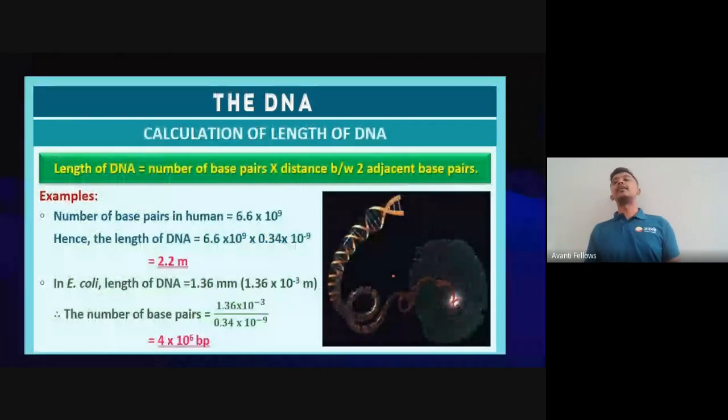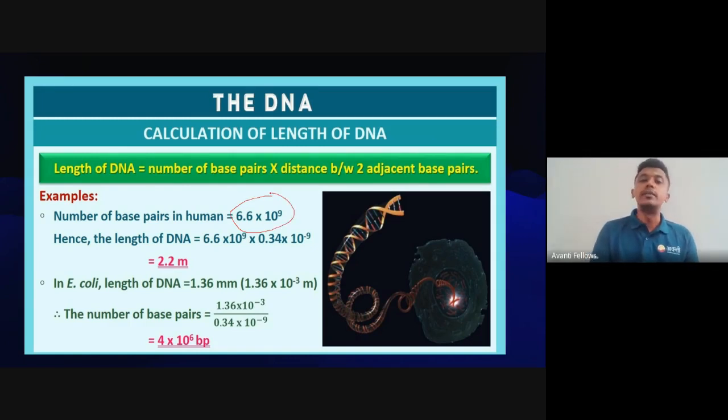Next, can we predict the length of the DNA, or the number of base pairs present in the DNA, just by having one of the numericals? For example, let us say the number of base pairs in the human DNA is 6.6 billion base pairs, that is 6.6 into 10 power 9. We have this much DNA in our diploid state. So what would be the length of the DNA? It's very simple. You just multiply 6.6 billion by 0.34 nanometer, and we get around 2.2 meters as the length of human DNA.